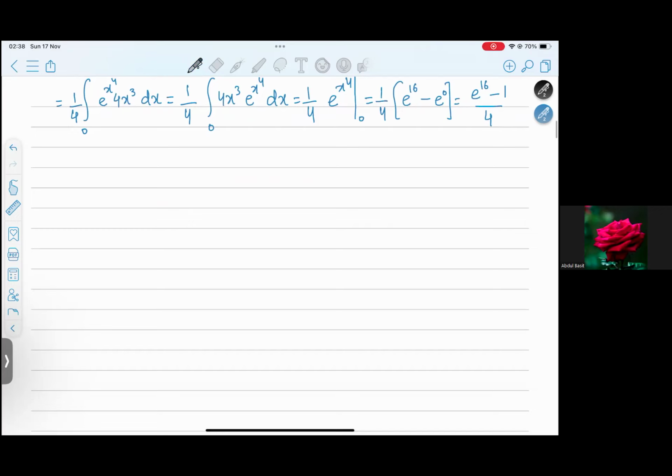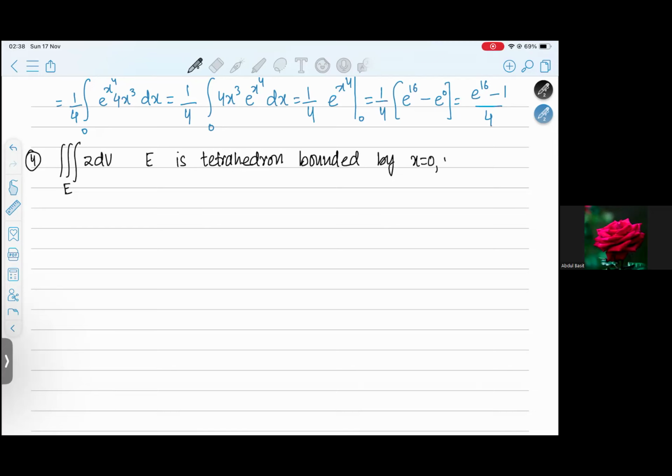Okay, fourth question is evaluate the triple integral of z dV over the region E, where E is the tetrahedron bounded by 4 planes: x is equal to 0, y is equal to 0, z is equal to 0, and x plus y plus z is equal to 1.